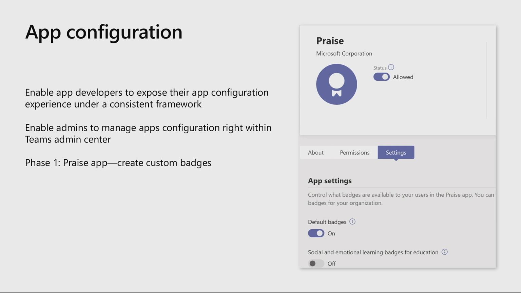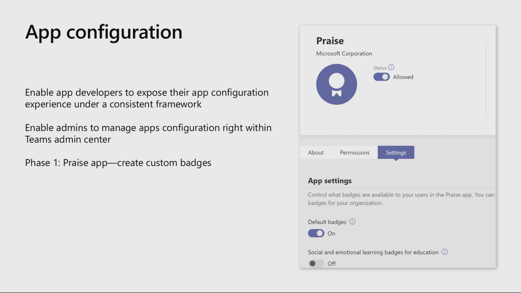To begin the journey, we started with Praise app, which is a Microsoft first-party app being leveraged to provide kudos and feedback to your colleagues. And now admins have the capability to create custom badges, so they can provide a configured, personalized experience to their employees based on the company's unique culture and needs. Moving forward, we will be expanding this across many other Microsoft and also third-party apps.